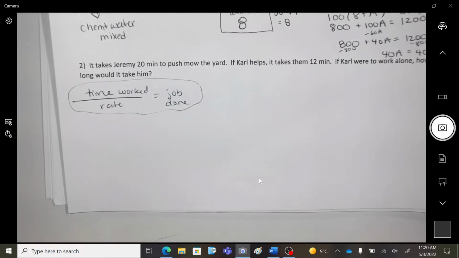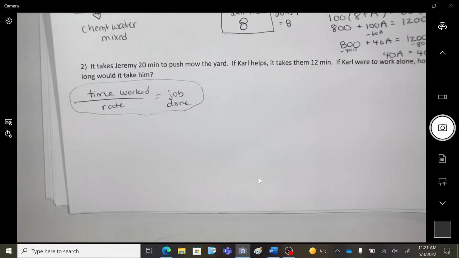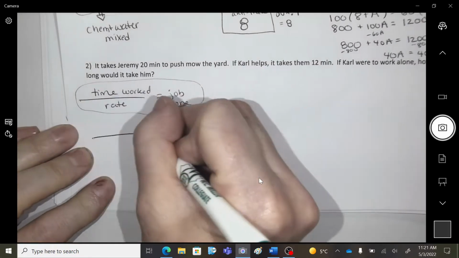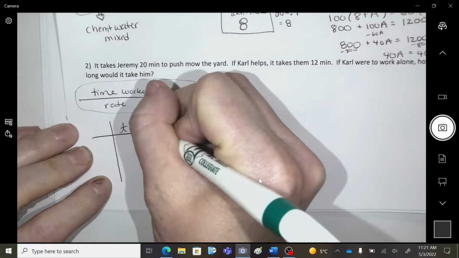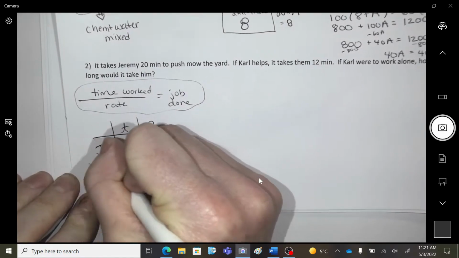So, for instance, I'm going to give you just a random example. Let's say it takes you 10 minutes to get your hair done in the morning. That's your rate. That's how long it takes you to do the job. If 3 minutes has surpassed, you have officially finished 3/10 of your hair. Does that make sense? So time was 3, my rate was 10, so now I'm completed 3/10 of my job, my hair. Okay, so let's do a chart. Time, rate, and then we have Jeremy and we have Carl.